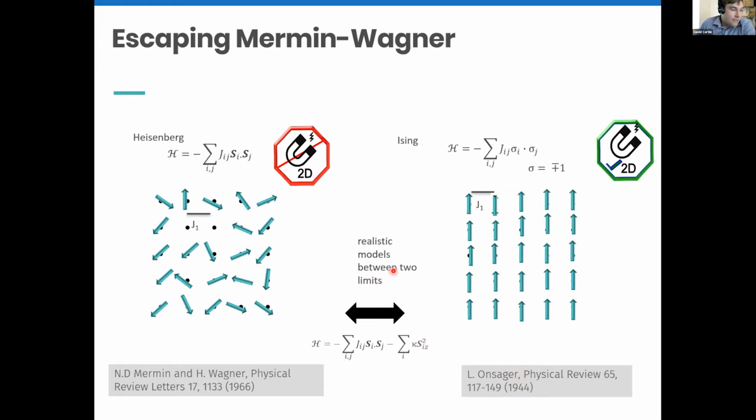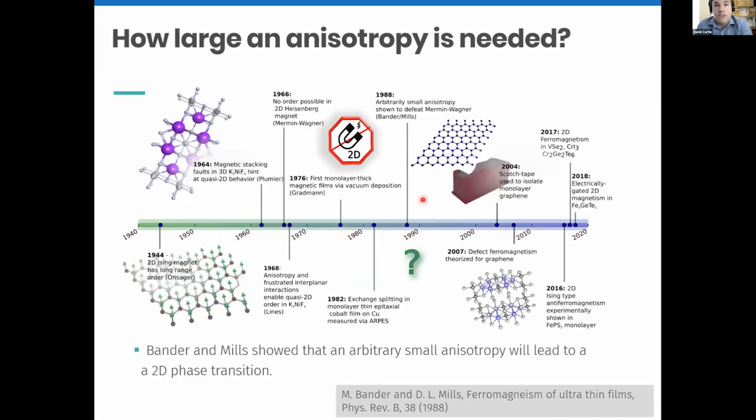Now, importantly, the real magnets that we deal with practically are somewhere between these two limits, and they're neither perfectly Heisenberg nor perfectly Ising, but usually we take account of this spectrum of properties by adding a uniaxial or some other form of anisotropy to the Hamiltonian in this form. And that is already enough. Even if this is very small, it can be enough to induce a critical phase transition. Indeed, Bander and Mills already showed in 1988 that an arbitrarily small anisotropy will lead to a two-dimensional phase transition. So the existence of two-dimensional magnetism is well established.